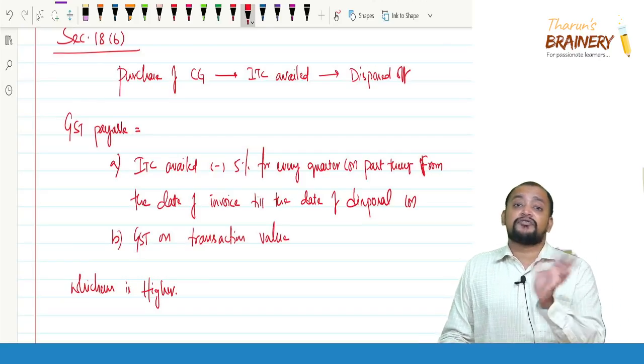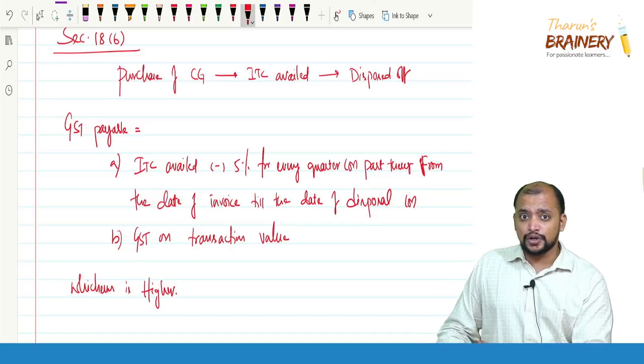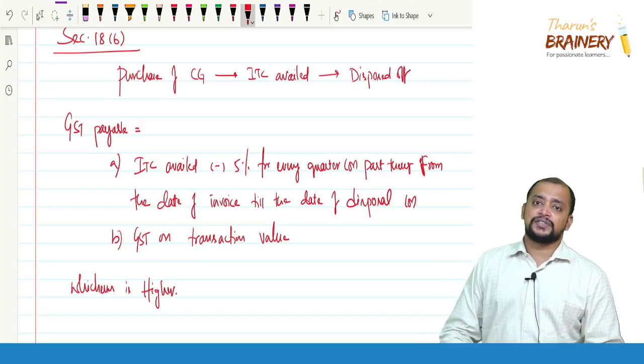What if we sell it after 5 years? Because it is 5% for every quarter or part thereof, 5 years means it is fully over. Then only B, GST on transaction value, will be there.